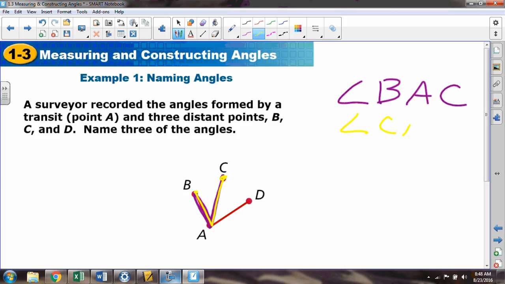What do you think? Same angle? Different angles? Same angle. It's very similar to when we were looking at segments, how we had a segment AB. We could flip around the letters to say segment BA, and it's the same thing. We could do that with angles too. Okay, so there's one angle pair. We have the angle BAC. Let's identify another one.